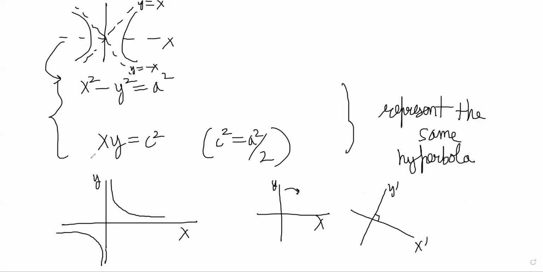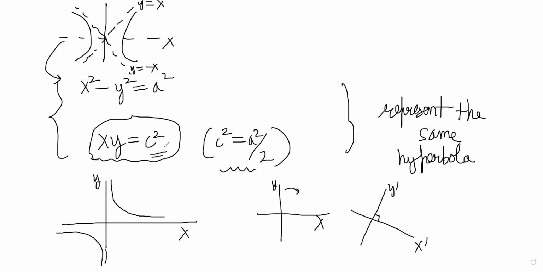In that case, the equation of the curve now becomes this, where c square is equal to a square over 2, right? The hyperbola is still a rectangular hyperbola. It still has eccentricity of root 2, right?